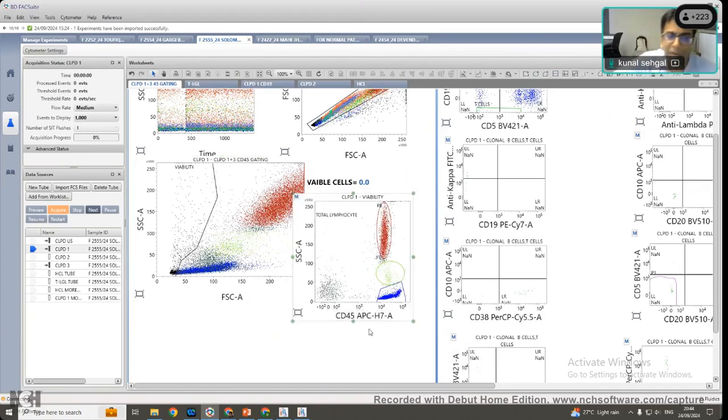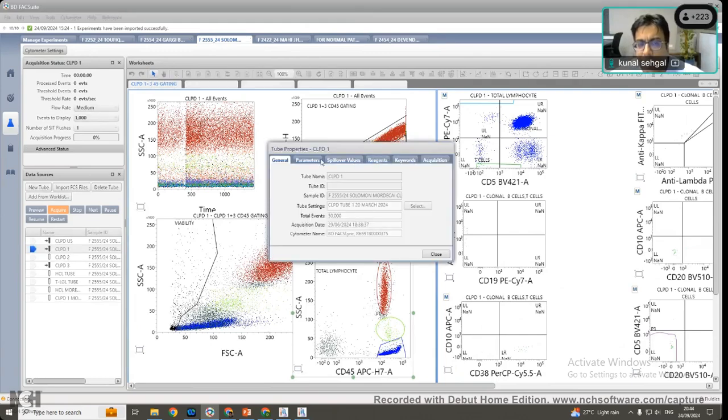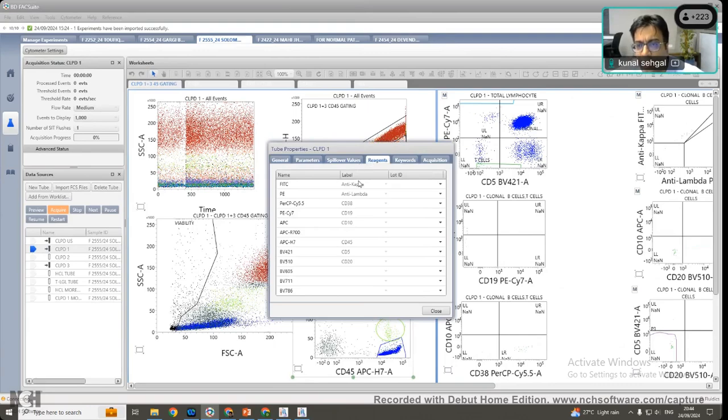So morphologically it looked like mature lymphocytes, so we put a CLPD panel. In our CLPD panel, we want to study B lymphocytes and T lymphocytes. And within the B lymphocytes, we want to study whether these are polyclonal, so we put kappa lambda, or monoclonal.